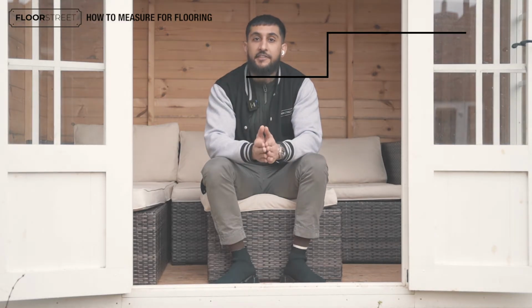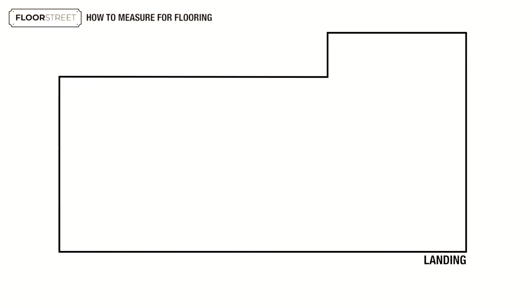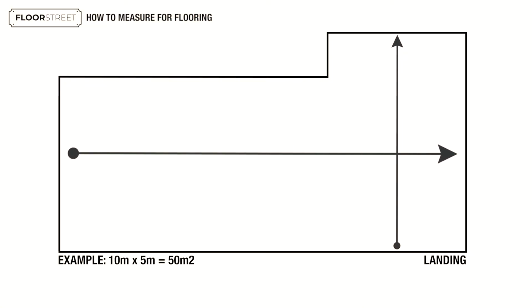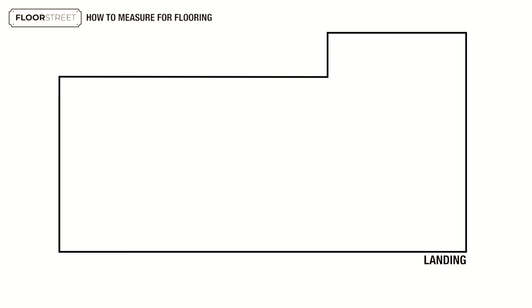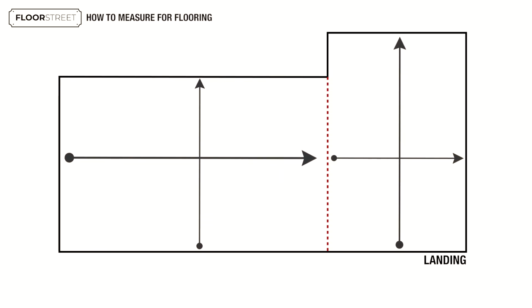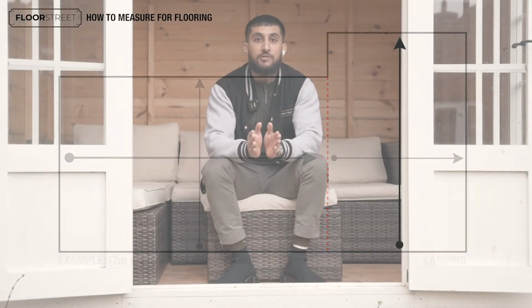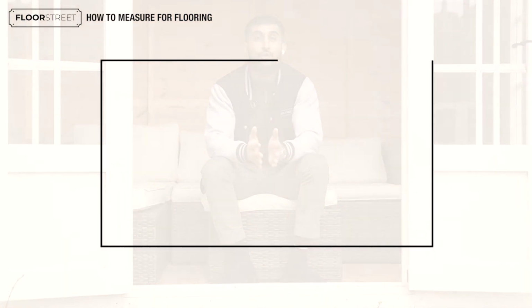Landings can be very similar to hallways. Sometimes they're an L shape, sometimes they're a T shape, sometimes they're nice and easy in a square. If you're measuring for carpet, remember you need to get the longest and the widest. If you're measuring for any flooring that comes in pieces like wood floor, you separate it, break it up and get those different measurements.